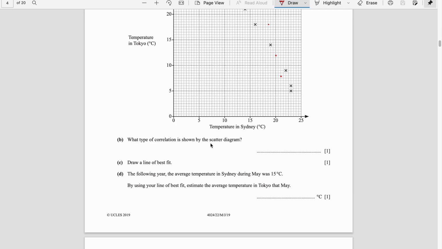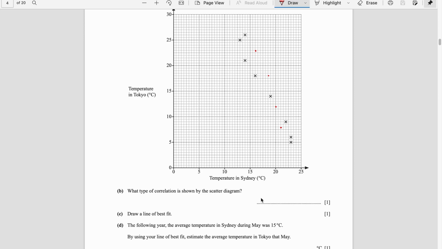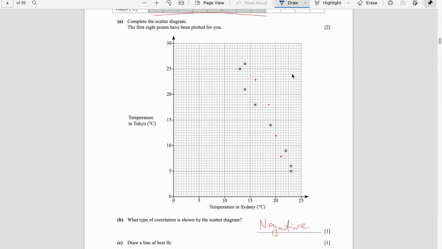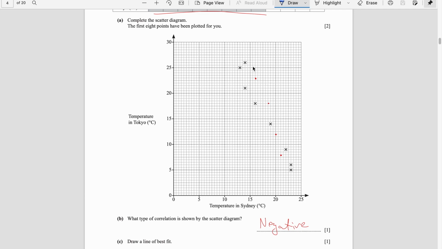What type of correlation is shown by the scatter diagram? So one is increasing, the other is decreasing. The relationship is negative. Draw the line of best fit. Just use your ruler, place it in such a way that it passes through the average location of these given points.